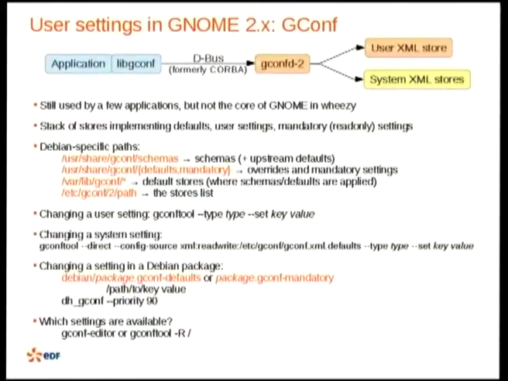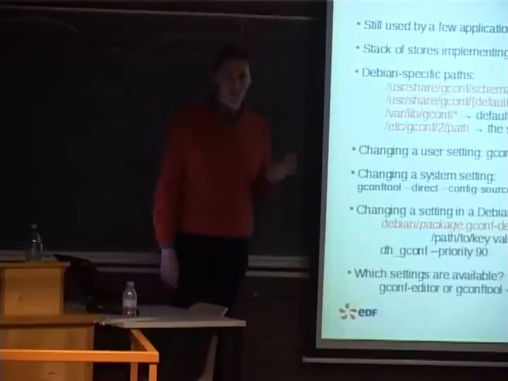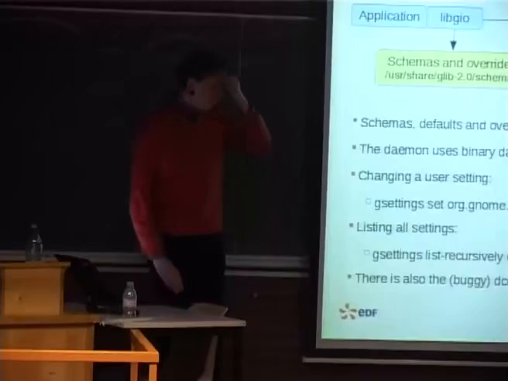Starting with GNOME 2.32, settings were migrated to GSettings. It was not finished in 2.32. It is one of the reasons for not choosing it for Squeeze. In GNOME 3, it is complete.